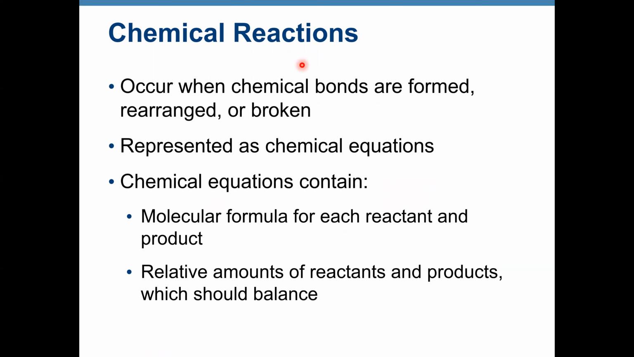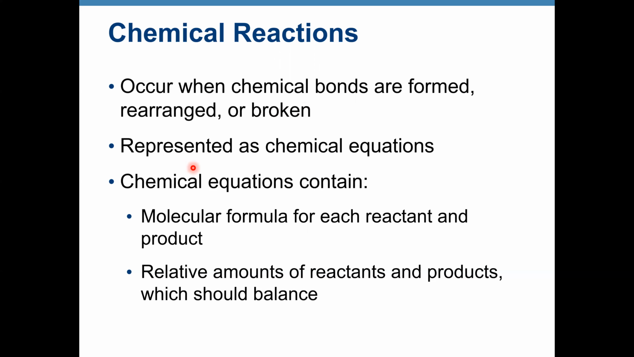Now, what are chemical reactions? Chemical reactions occur when chemical bonds are formed, rearranged, or broken. So we just talk about the atoms and how the electrons of the atoms interact with each other, right? So we have an atom of carbon and an atom of oxygen, and their outer electrons interact, forming a molecule of carbon dioxide. So they're forming these covalent bonds. Now, when we break these bonds, rearrange them, or form them, that's what a chemical reaction is.